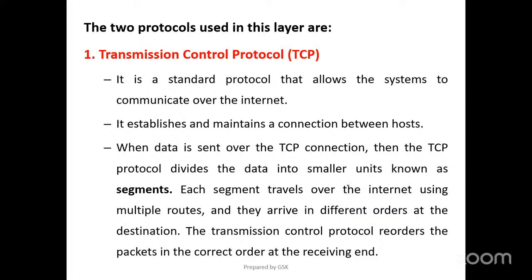Each segment travels over the internet using multiple routes and arrives in a different order at the destination. So the Transmission Control Protocol reorders the packets to deliver them in the correct order. That is the responsibility of TCP. It receives the data at the receiver side in a different order, and before delivering it to the related device, the data must be reordered. This work should be done by TCP.